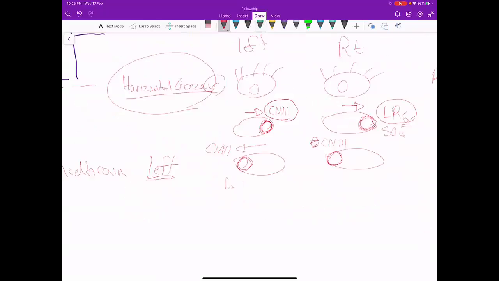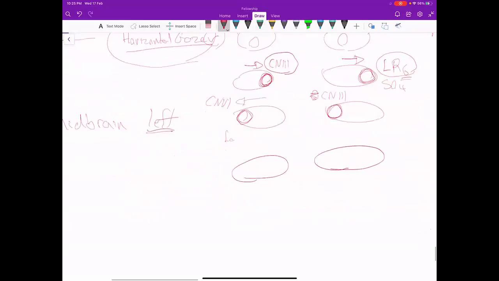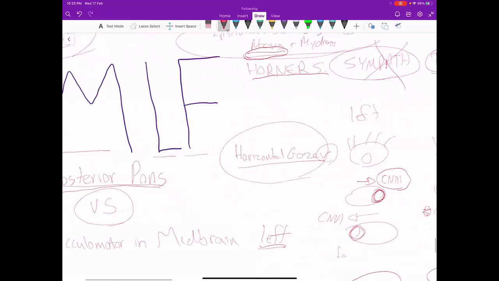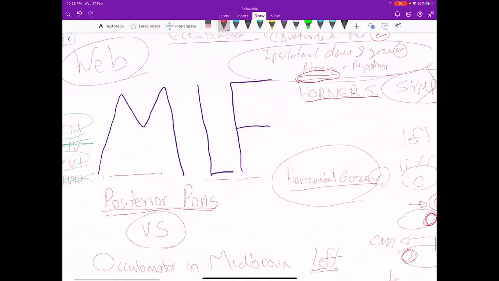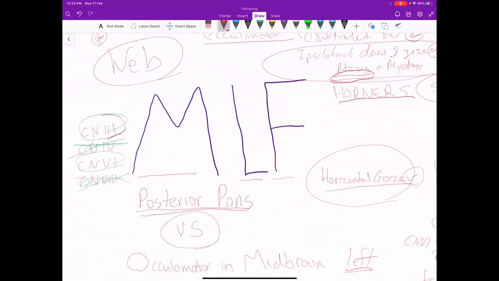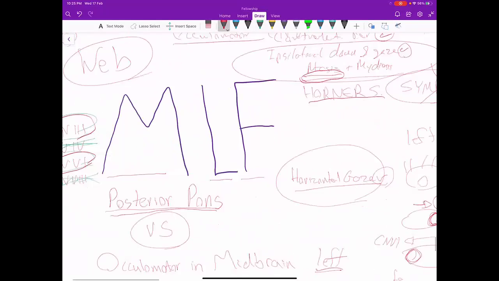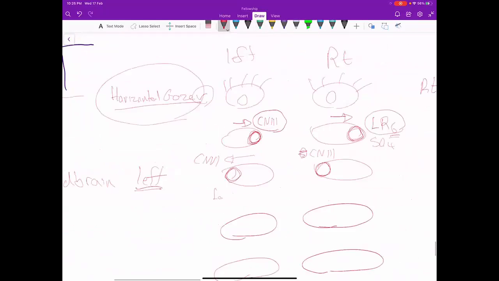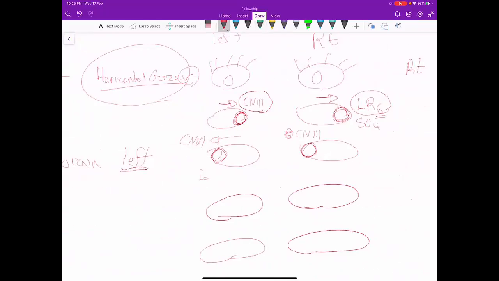I'm going to draw one more. Or you know what? 2 more, just for the sake of being completely thorough. As the name suggests, medial longitudinal fasciculus. Before I give you my mnemonic, we said it's the oculomotor cranial nerve and the abducent. Can someone tell me which nerve I like more? Do you think I think the oculomotor is more important, or the abducent? Oculomotor, yes.